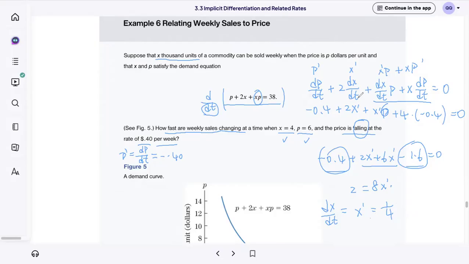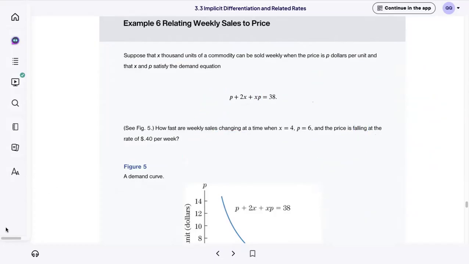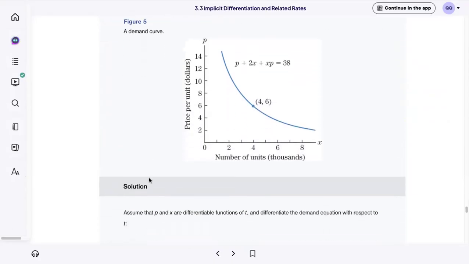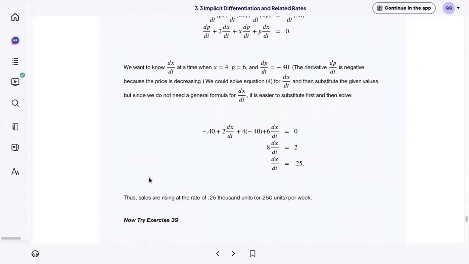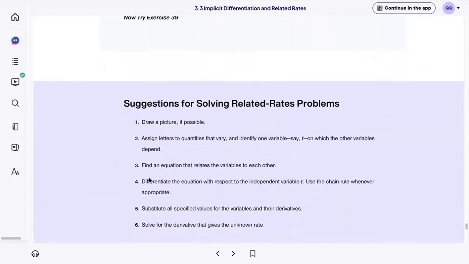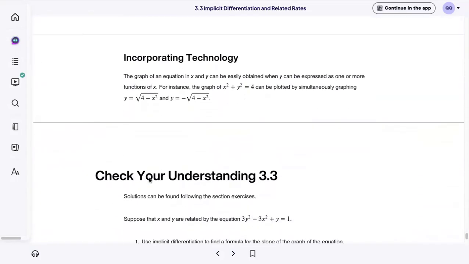Right, so this is related rates. We use the implicit differentiation method, and we use it simultaneously with both variables because we're considering the third variable, time. Right. In the beginning, maybe a little bit confusing. We just have to keep practicing. Right, keep practicing. All right, that's it. That's related rates.